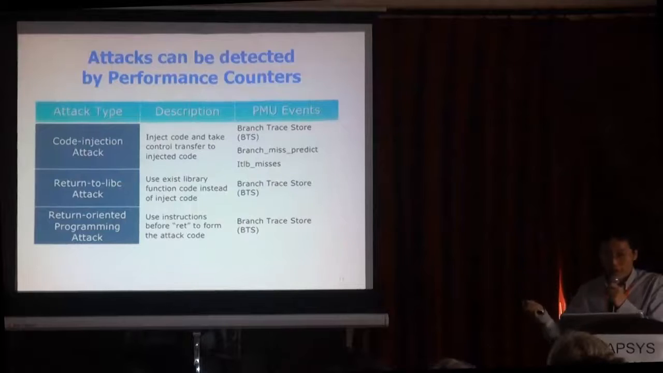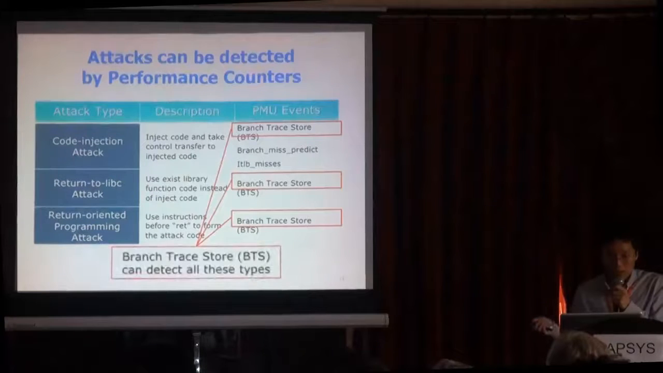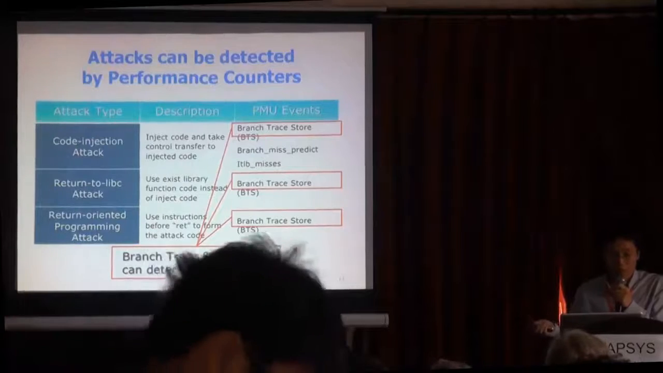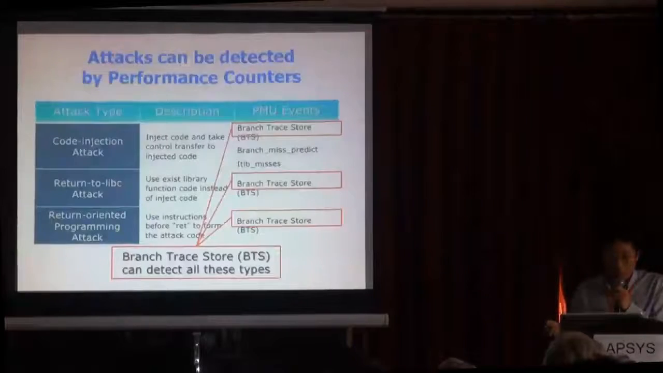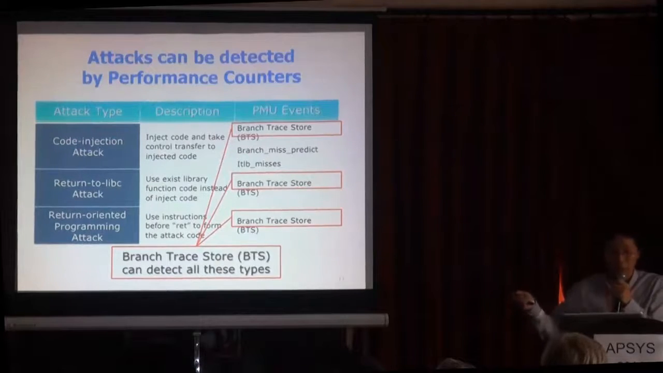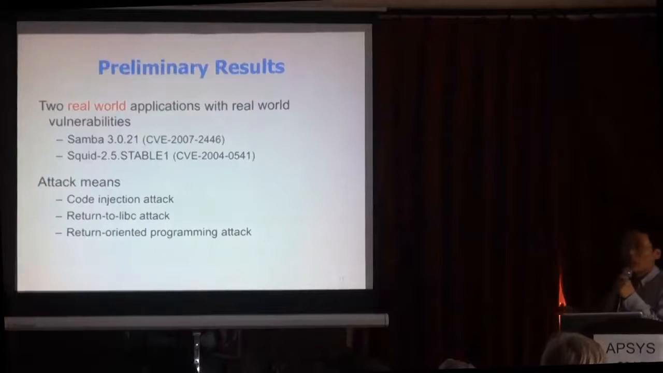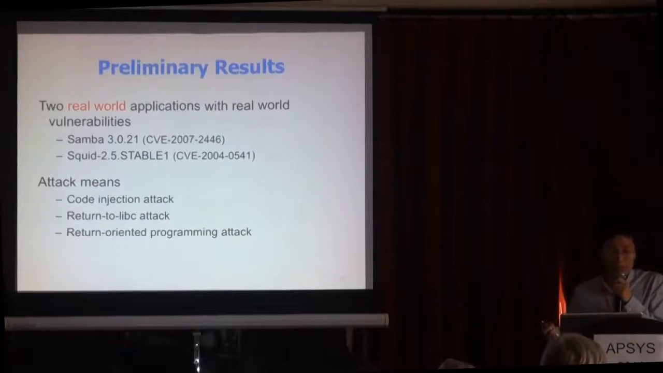So this summarizes the PMU features we used to detect all these attacks. We use branch trace stores to detect all these attacks, and we also could use branch misprediction to catch code injection attacks, and ITLB misses to catch code injection attacks. We already have some preliminary results of our work.